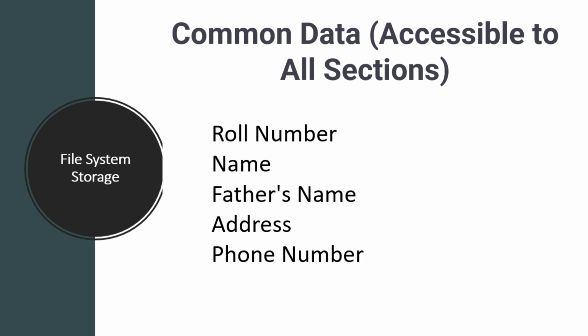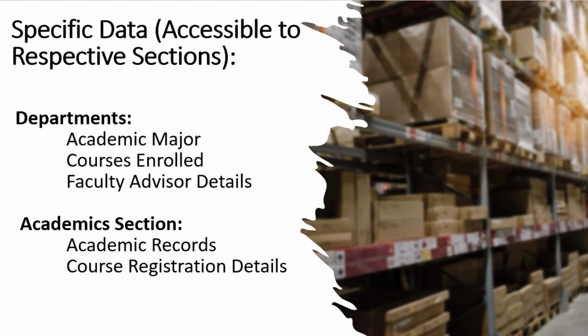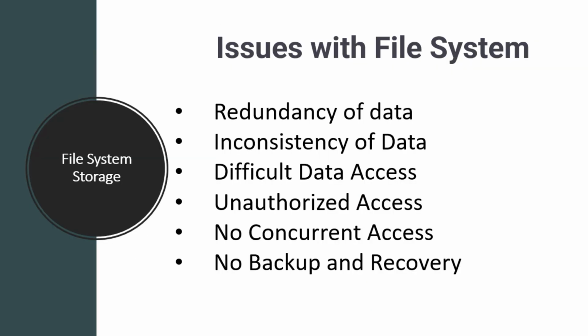Some of the data is common for all sections like roll number, name, father name, address and phone number of student, but some data is available to a particular section only like hostel allotment number, which is a part of hostel office. Let's discuss the issues with this system. Redundancy of data. Data is said to be redundant if same data is copied at many places. If a student wants to change phone number, he has to get it updated at various sections. Similarly, old record must be deleted from all sections representing that student.